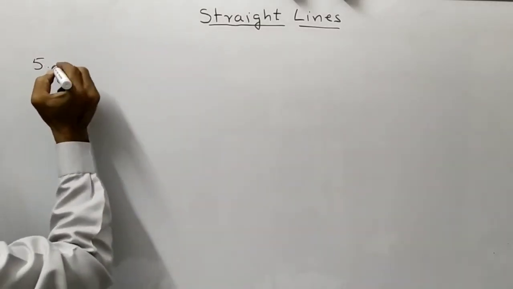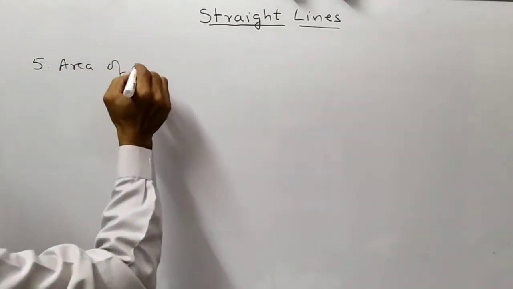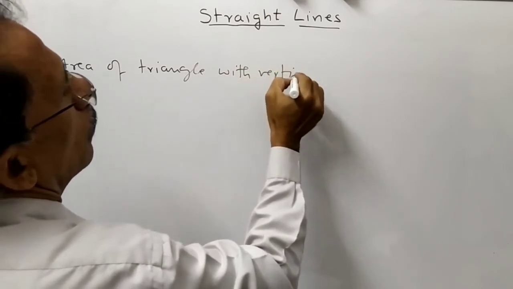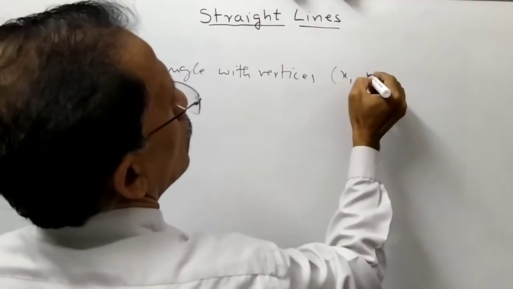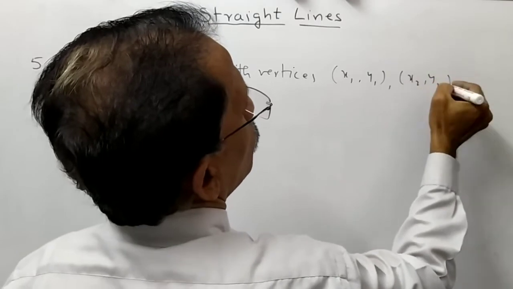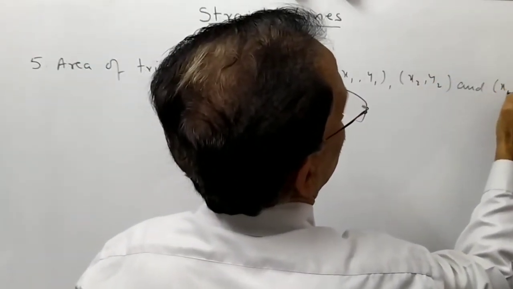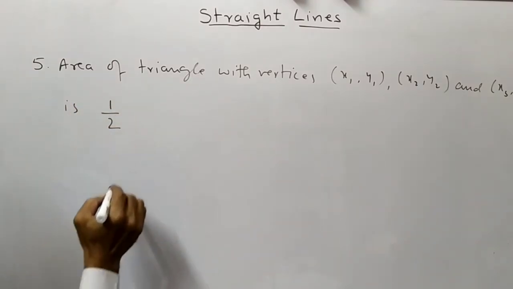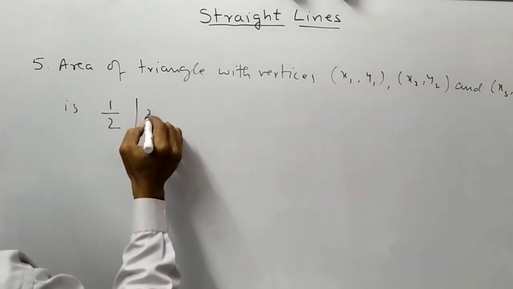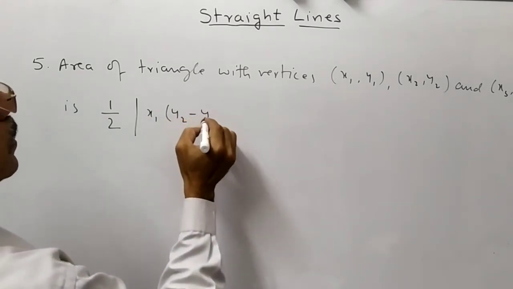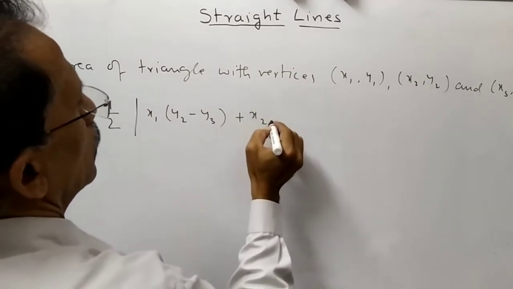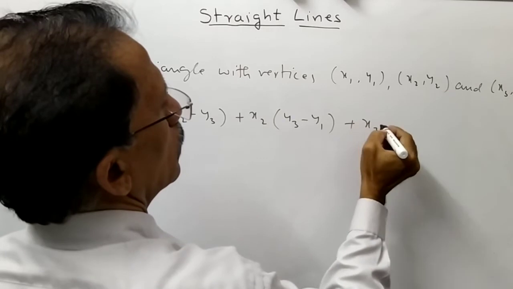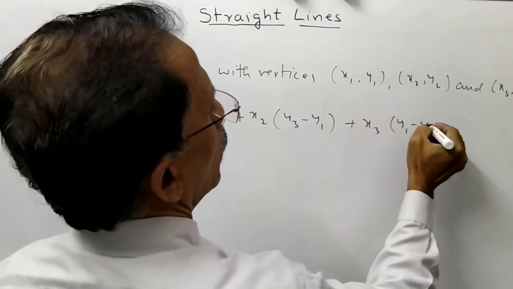Fifth one, area of triangle with vertices x1, y1, x2, y2 and x3, y3 is 1 by 2 into modulus of x1 into y2 minus y3 plus x2 into y3 minus y1 plus x3 into y1 minus y2.